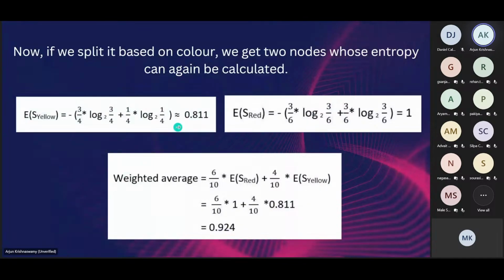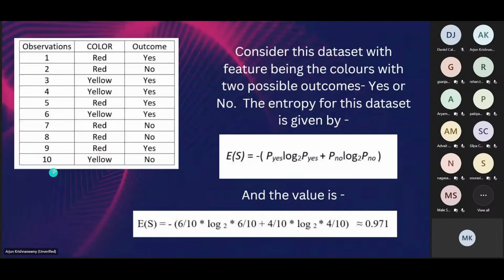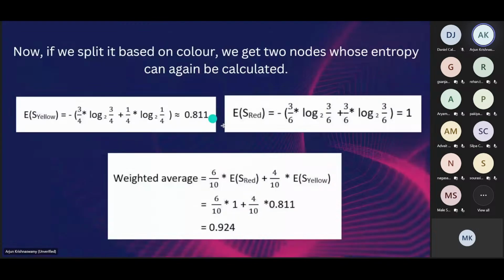Here, weight is 6 by 10 for red. Why 6 by 10? Because there are 10 observations and 6 of them are red. Out of the 10 observations, 6 are red, 4 are yellow. So 4/10 of it is yellow, 6/10 of it is red. So that is the weight. And then you multiply that with the individual entropy values and you get your weighted average.